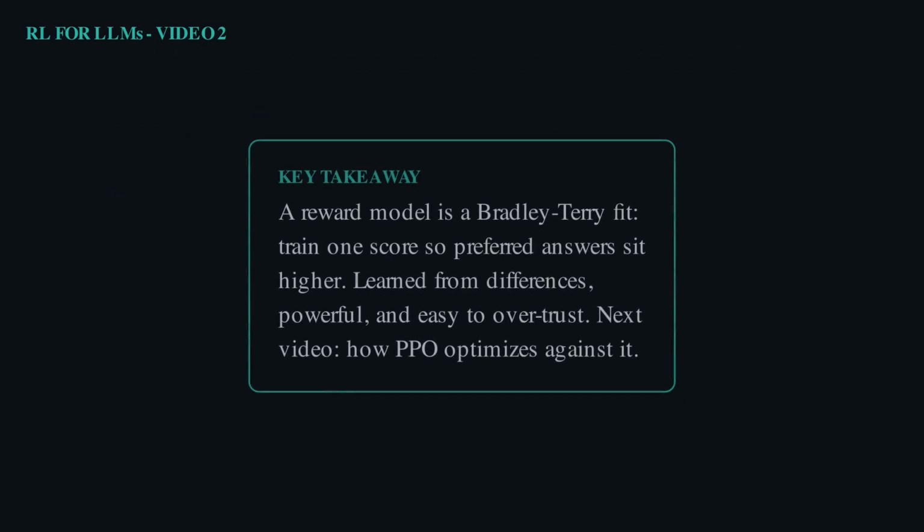So, to sum up, a reward model is a Bradley-Terry fit. One score per answer, trained so preferred answers sit higher. Powerful, learned only from differences, and easy to overtrust. You can now build and grade one by hand.